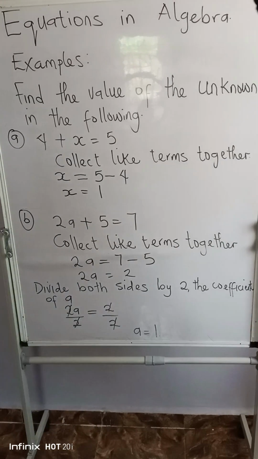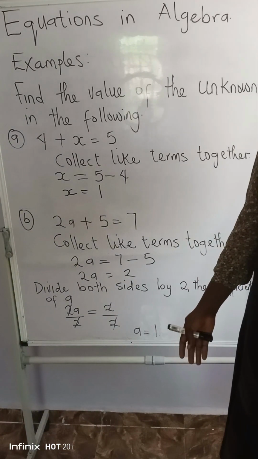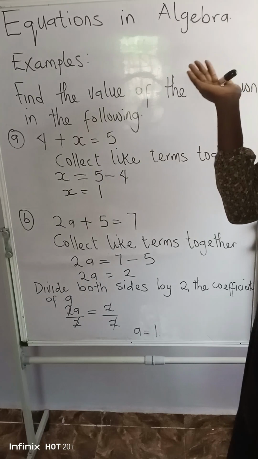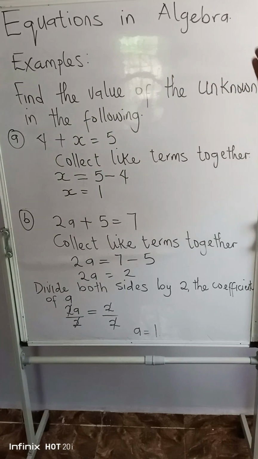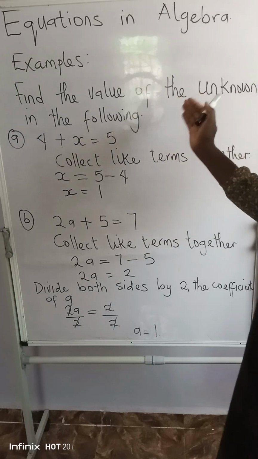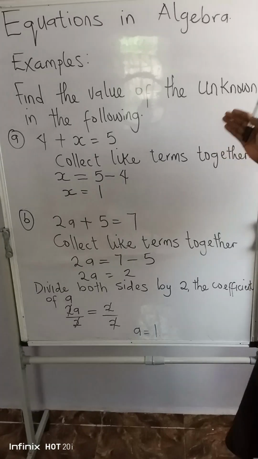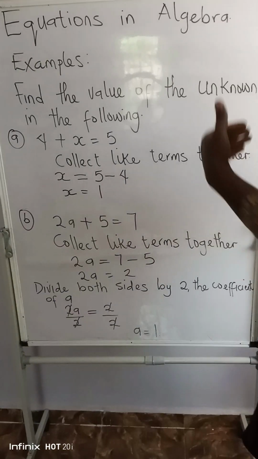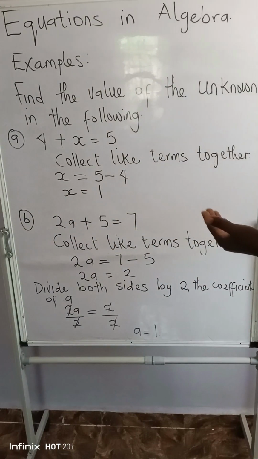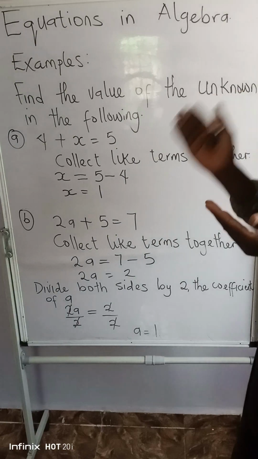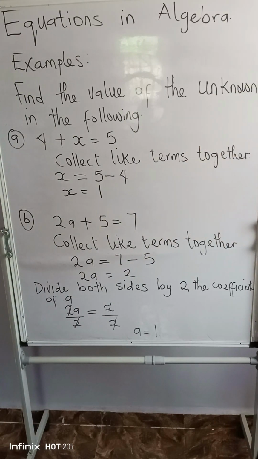Okay, welcome back, guys. Still on the algebra series. Today we'll be talking about equations in algebra. Okay, so we'll start with solving examples. All right, so we are asked to find the value of the unknown in the expression. So take note that in equations you have a right hand side and a left hand side. So it means that whatever is on the left hand side is equivalent to what you have on the right hand side. And most times there is one unknown and you are asked to find that value.